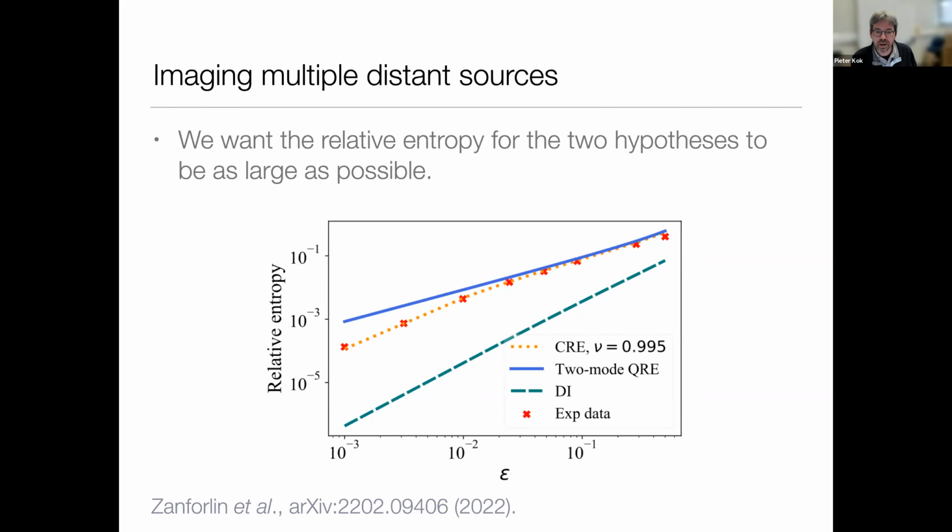and the dotted yellow line is the classical relative entropy for this particular setup with a visibility of 99.5%. The visibility is something that you try to get as close to 100% as possible, but once you know your visibility is low, you already know how that is going to affect your relative entropy. So that's a modified classical relative entropy, and you see that the experimental data lies beautifully on top of it.